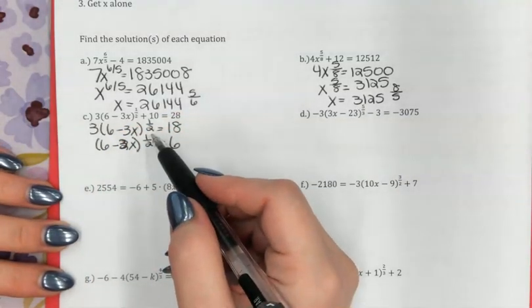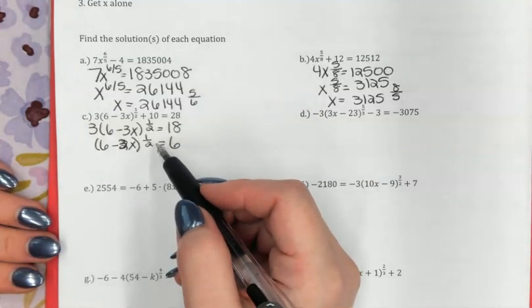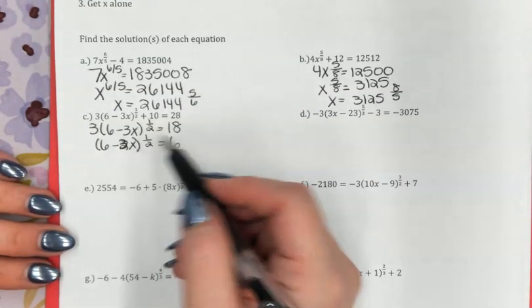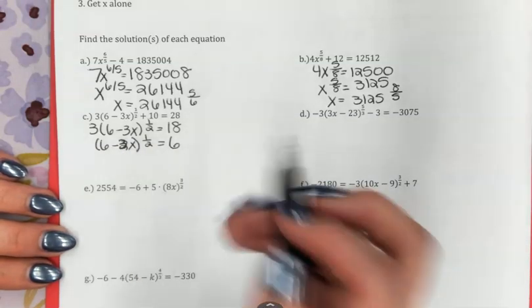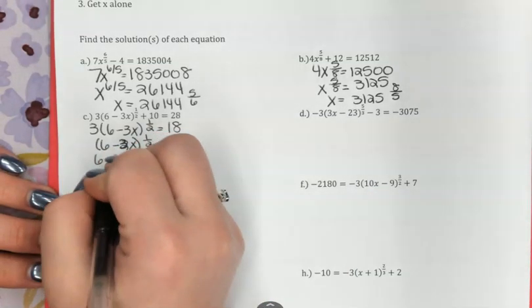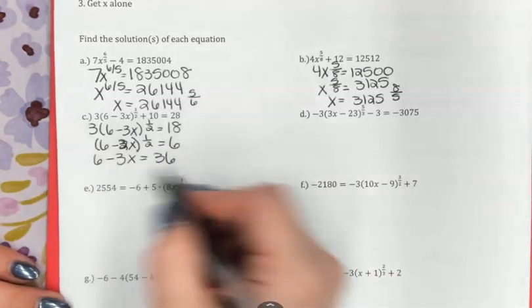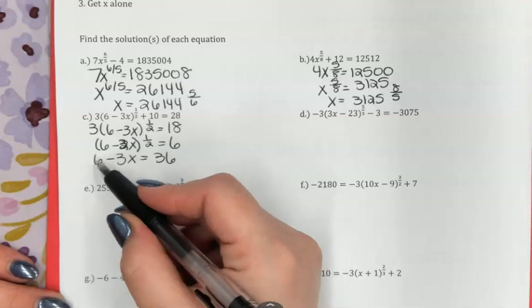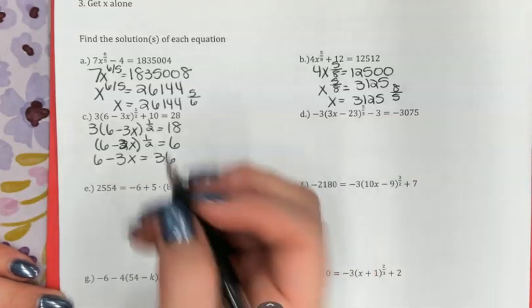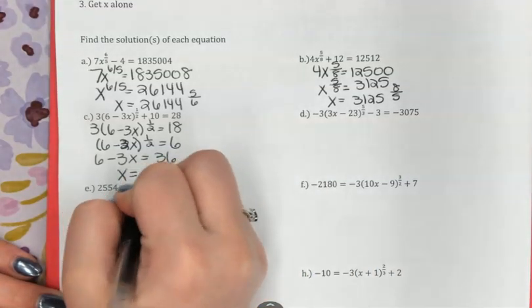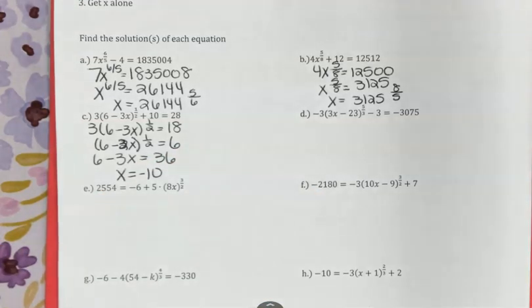Now here, my exponent is to the 1/2 power. So the reciprocal of that is going to be the 2nd power. So I'm going to square both sides. So 6 minus 3x is going to be equal to 36. This I know I can solve all the way through. I'm going to subtract 6, divide by -3, and I get that x is -10. That one I was able to get an actual answer for.